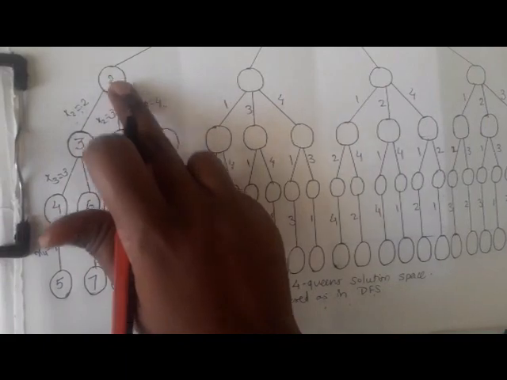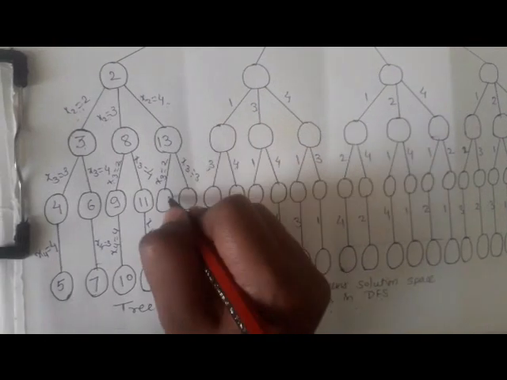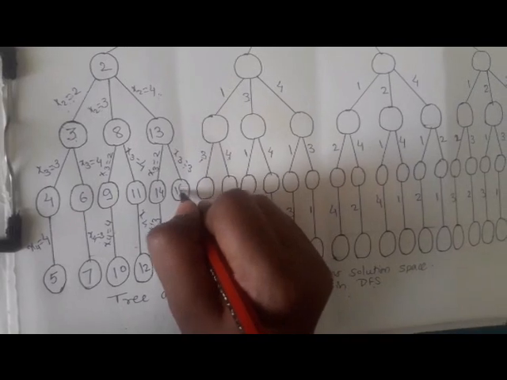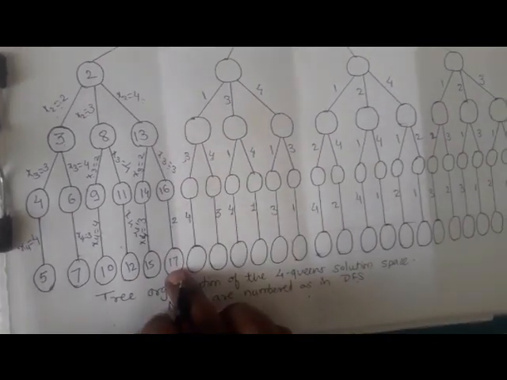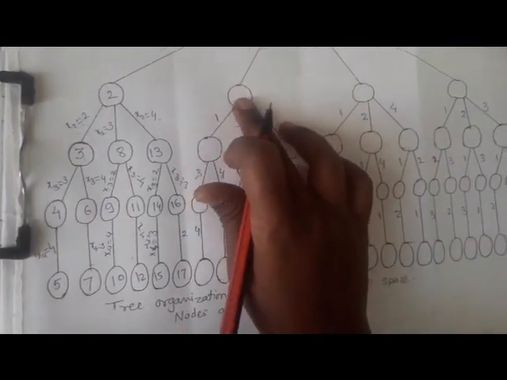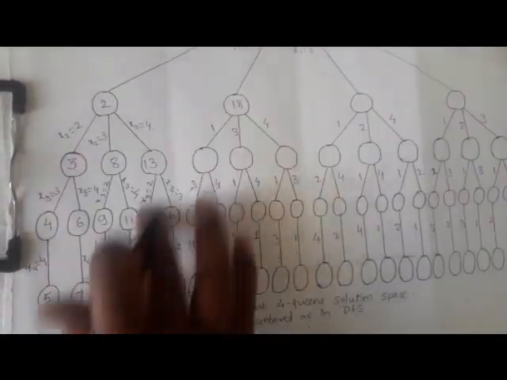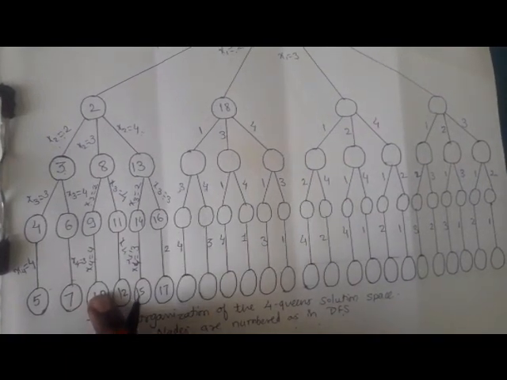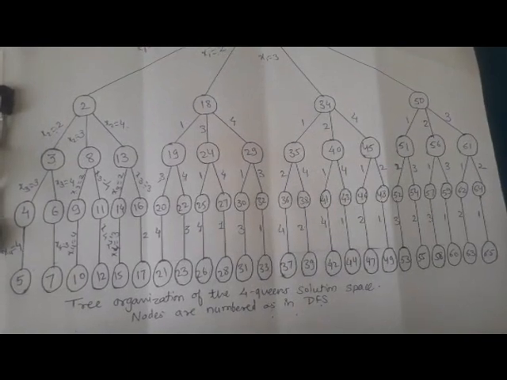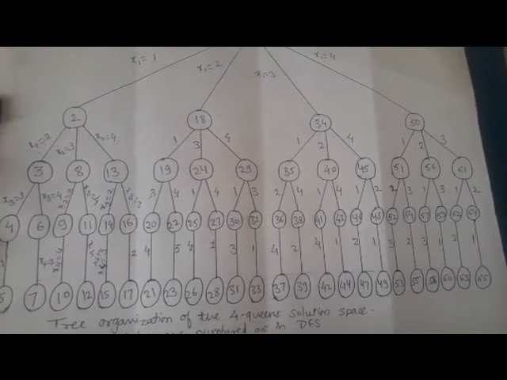Now 2 has the next child, so 12. After 12 we write the next number, that is 13, then 14, then 15. Again we return here, 16 and 17. After 17 we return to the first node's second child, that is this one. So here we write the number 18, and in the same way as we have done here, we have to write its numbers for the nodes. In this way we have written the values for each node.